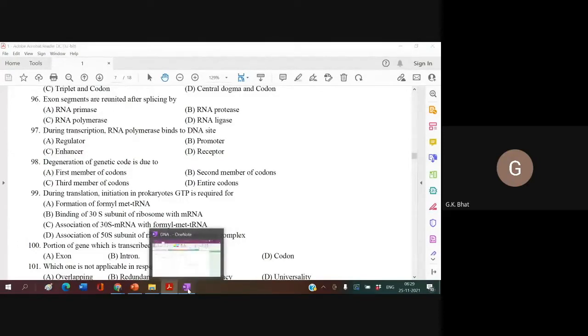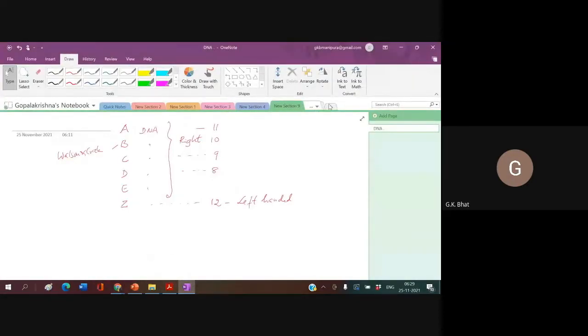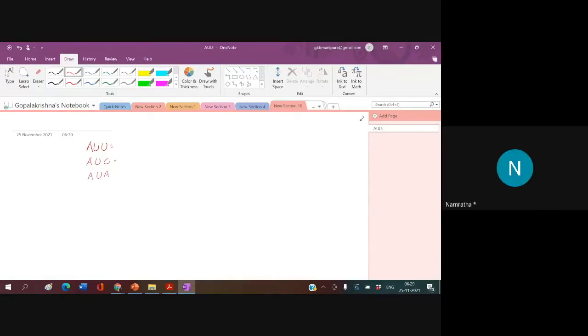Third member of the codon. You see here? Now, look into this. You have here AUU. Can you tell me which amino acid it codes for? Come on, you have to learn it by heart, I said. Isoleucine. It is for isoleucine. Is it not that these are common?